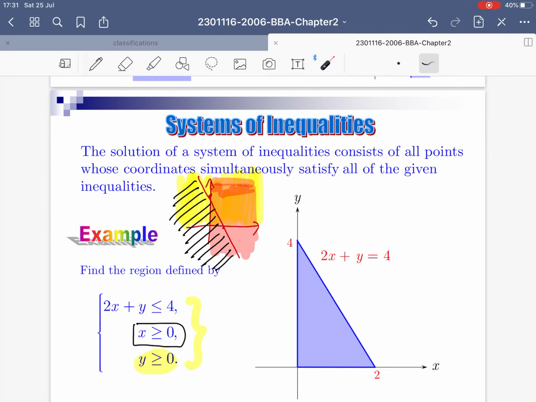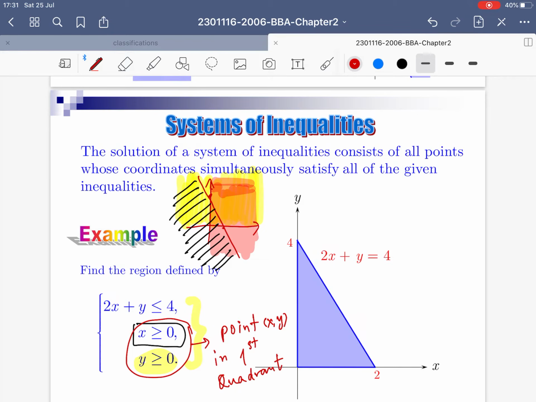So usually, these two conditions refer to all the points x and y in the first quadrant, which is this one, the first quadrant. Okay, all right.